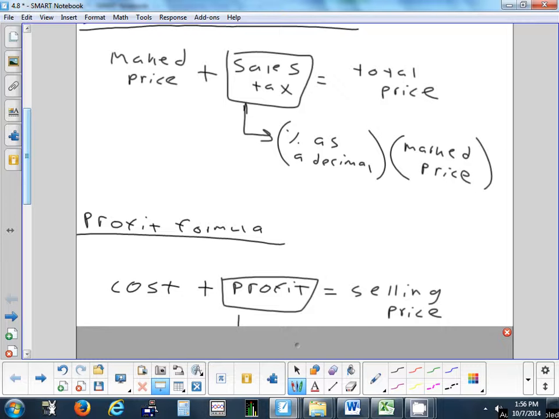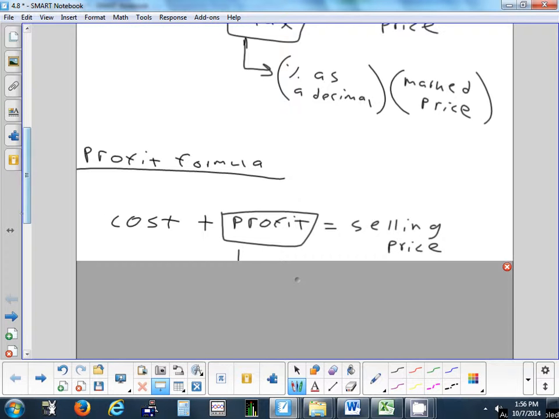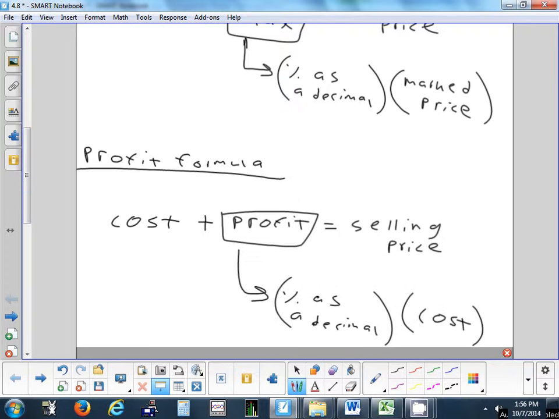And profit is the thing that we need to figure out. How do we calculate profit? Very similar to sales tax. To find your profit, you're going to take the percent. They'll give you a percent in the problem. Percent times the cost.